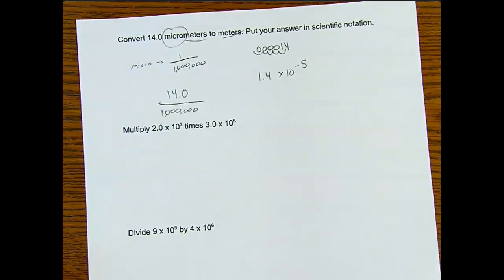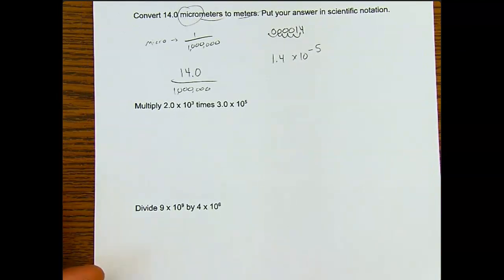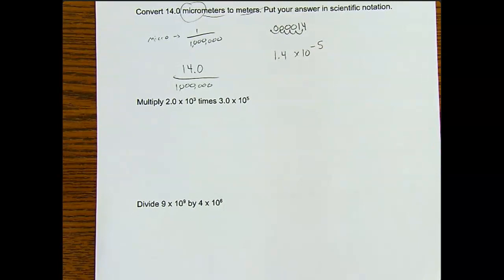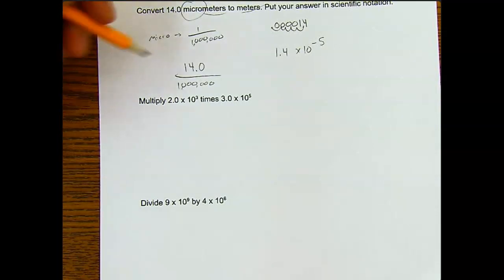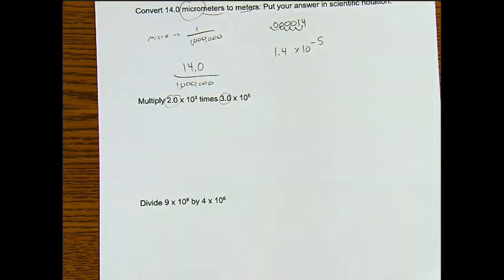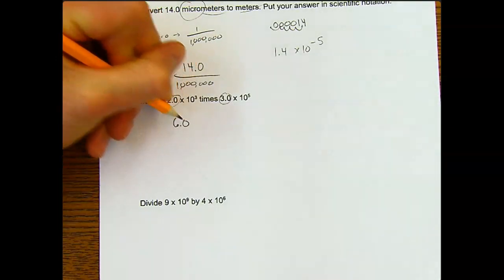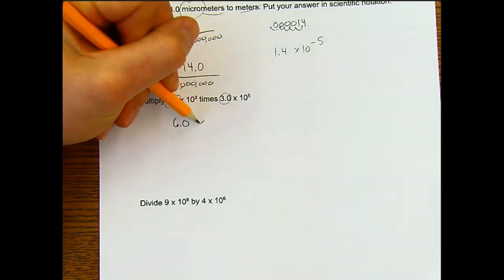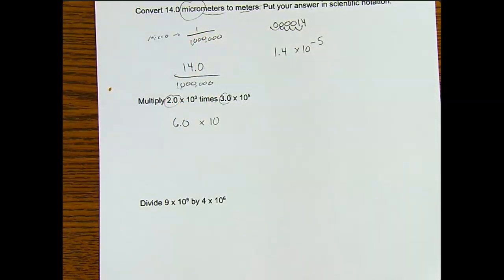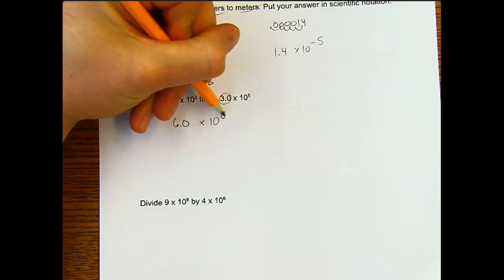Now, how do we do math with these numbers? It's actually surprisingly easy if you know the rules. I can do this in the calculator, and I'll show that to you in a minute, but let's do this by hand really quickly. There are 2 major rules. Rule number 1: you multiply the numbers in the front. So 2.0 times 3.0 is 6.0. Now I know I'm going to have an exponent, so I put times 10. How do I figure out my exponent? Easy. You add your exponents. 3 plus 5 is 8. And you're done.